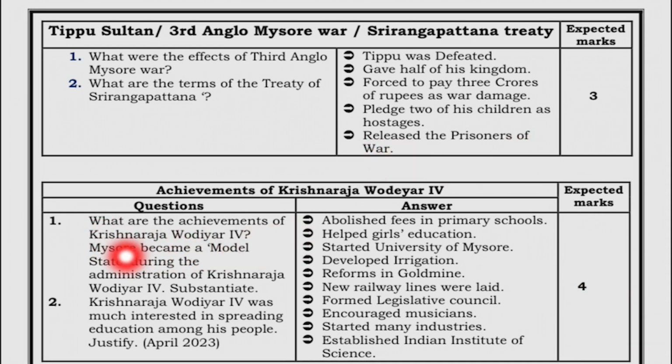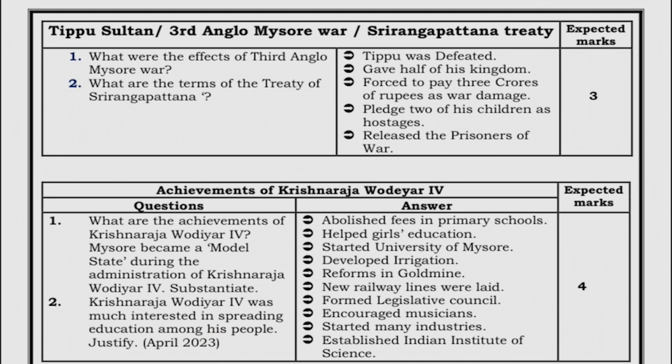What are the achievements of Krishnaraja Wadiyar 4? Mysore became a model state during the administration of Krishnaraja Wadiyar 4. Substantiate your answer. So you have to justify what all the improvements were during Krishnaraja Wadiyar 4's rule in Mysore. Krishnaraja Wadiyar IV was much interested in spreading education among his people. How will you justify this? You have to justify. It was asked in April 2023.